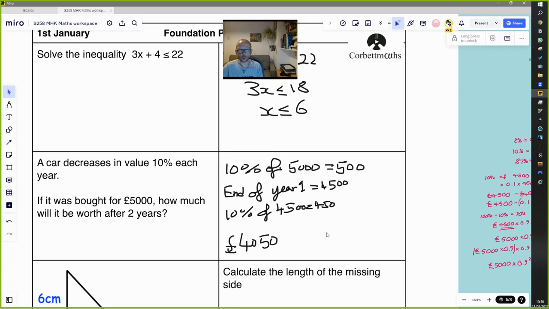How did we work out the percentage in the first place? Well, a lot of people know that 10% is a tenth, so they might just divide it by 10. That would work, but that doesn't teach us what to do if we have more awkward percentages, like, I don't know, 13.7 or something like that.